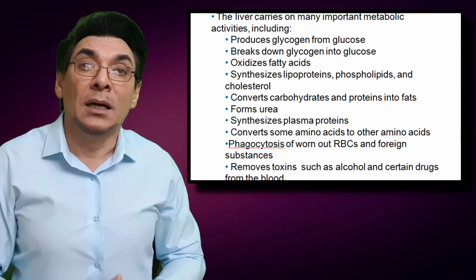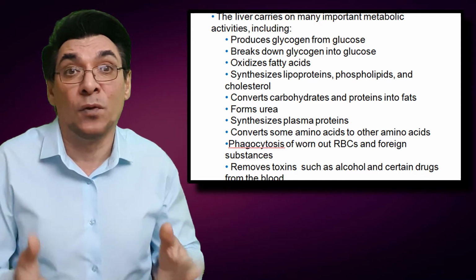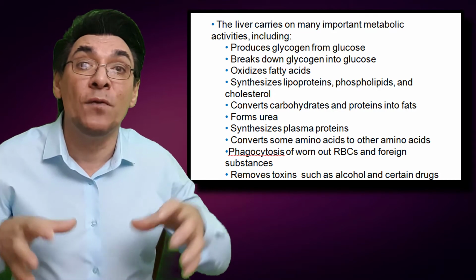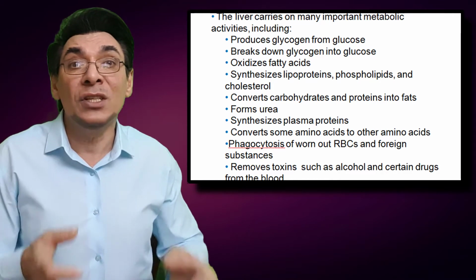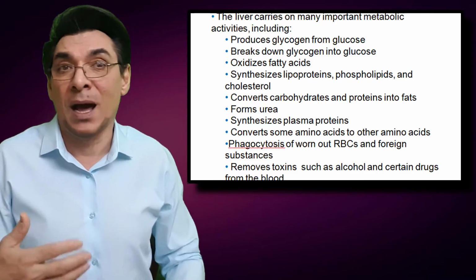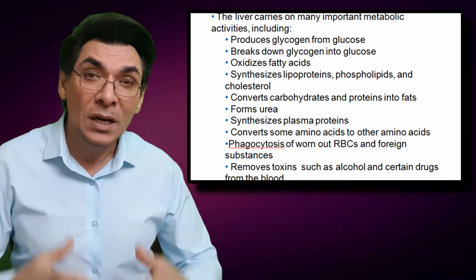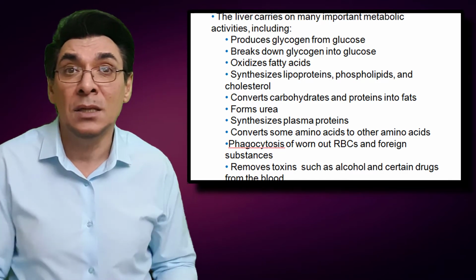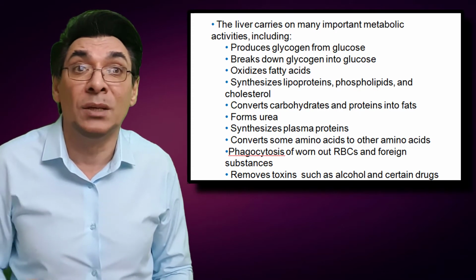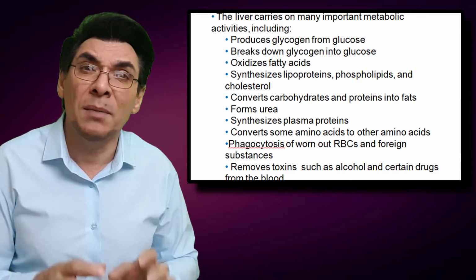For example, the liver removes ammonia, a toxic byproduct of amino acid metabolism, from the circulation and converts it to urea, which is then secreted into the circulation and eliminated by the kidneys in the urine. The liver also removes other substances from the circulation and excretes them into the bile. The liver can also produce unique new compounds.